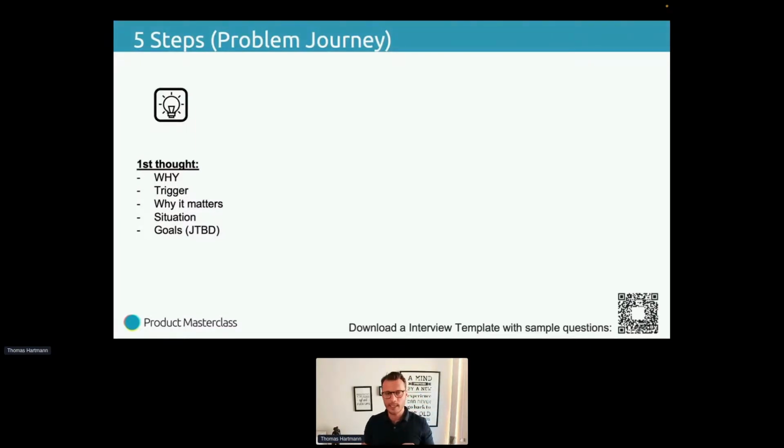And this is really important. Most people forget about this first thought in their interview, right? And it gives you the situation, it gives you the goals of the people.